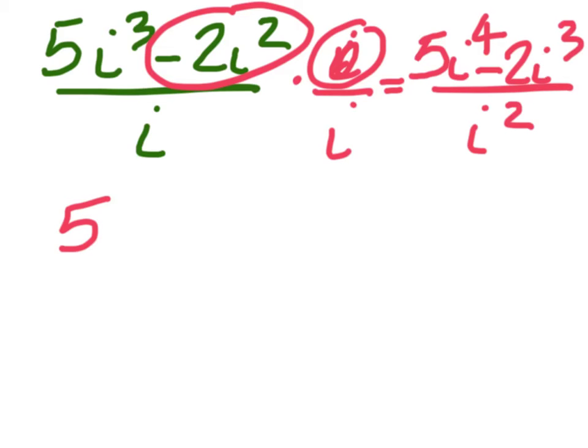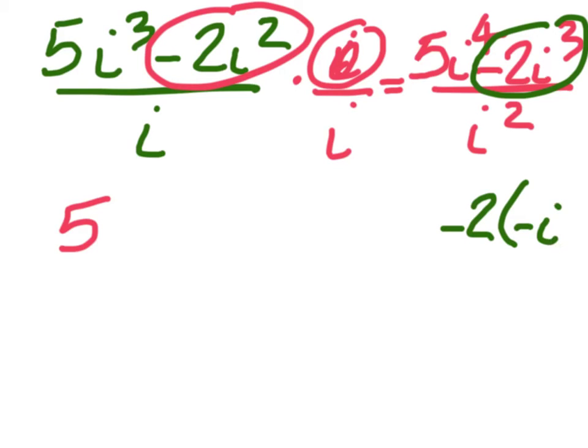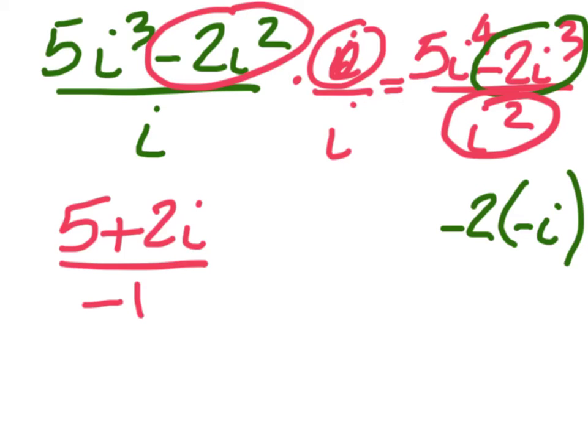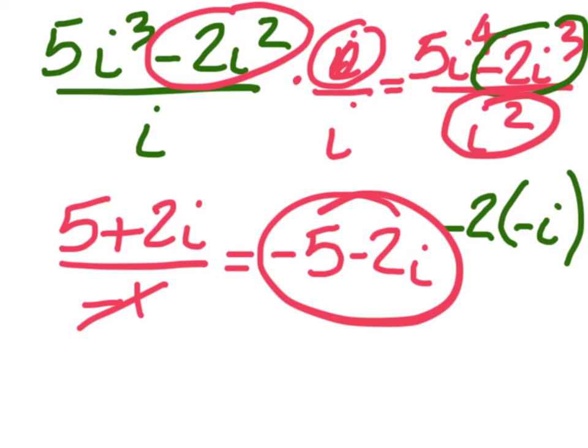Negative i. So let's break that one apart here. We have negative 2 times negative i. i to the third is negative i. So a double negative makes it plus, and then you would have 2i. On the bottom, that i squared is negative 1. So change the sign of everything on top. And it's gone. Your final answer is already in the right form. So that's it.